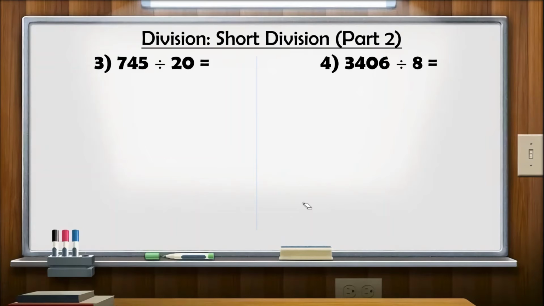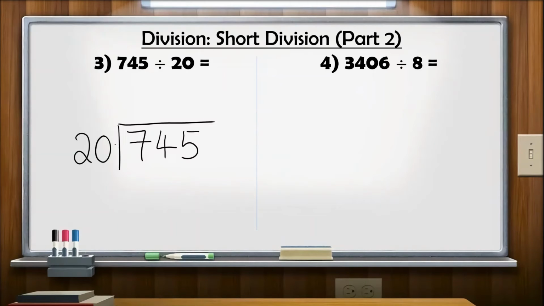So let's move on to my next examples. You may have realized I am using bigger numbers, but the same process still applies. So example 3, we have 745 divided by 20. Again, I'm going to set up my question by drawing up my bus stop, and on the inside, I will put my dividend of 745, and on the outside will be my divisor of 20. Again, I'm going to write out my times table, and this will help me answer my question.